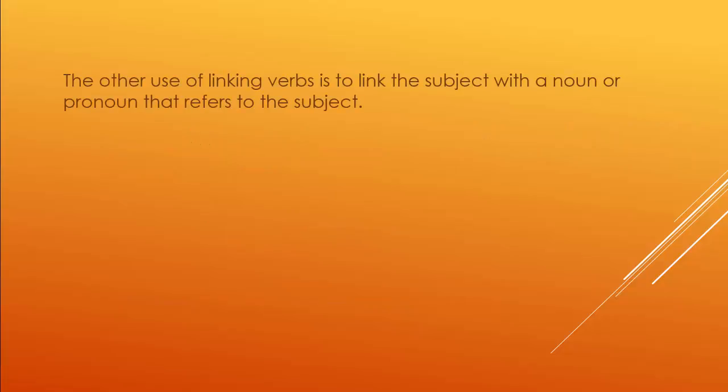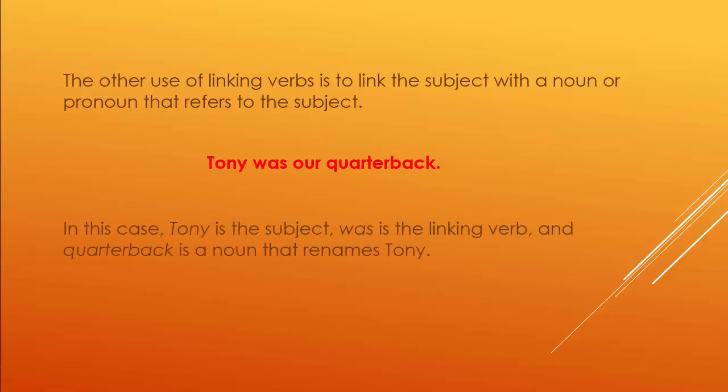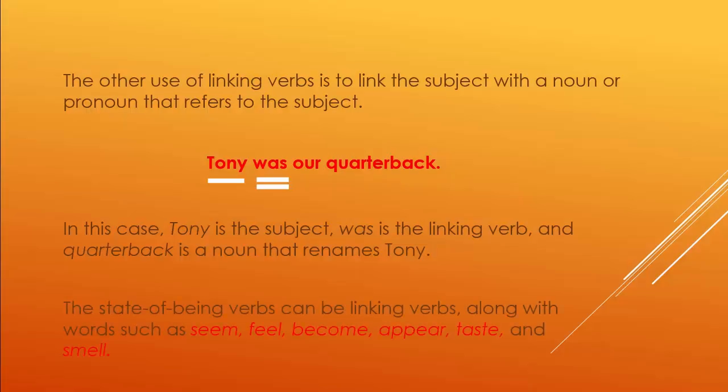The other use of linking verbs is to link the subject with a noun or a pronoun that refers to the subject. Tony was our quarterback. In this case, Tony is the subject, was is the linking verb, and quarterback is a noun that renames Tony. The state of being verbs can be linking verbs, along with words such as seem, feel, become, appear, taste, and smell.